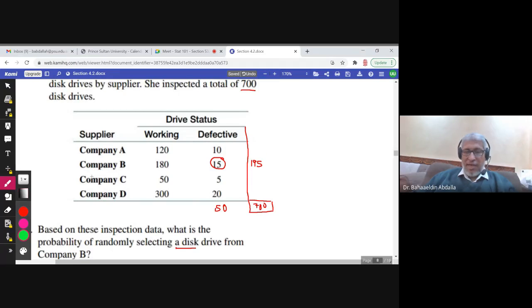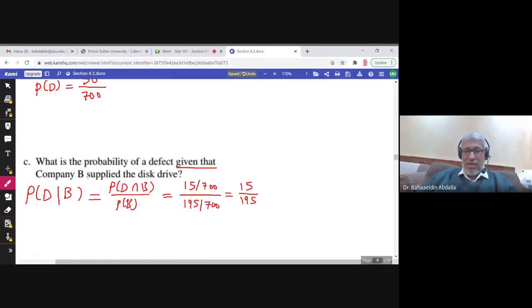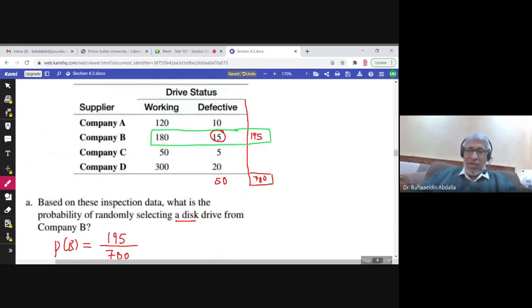He said, given that company B supplied the disk drive, you can only think of company B and forget about all other companies, because you know that the disk has been supplied by company B. So just concentrate on company B. How many disks came from company B in total? 195. So you divide by 195.